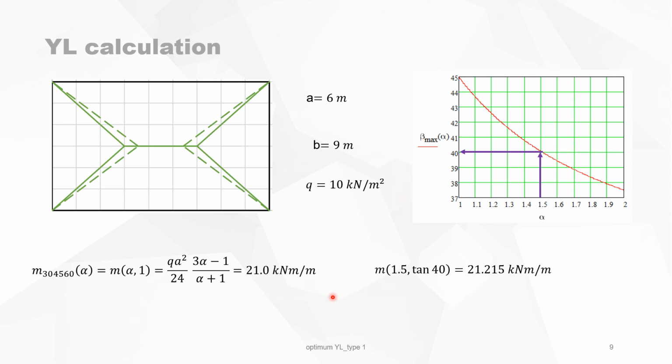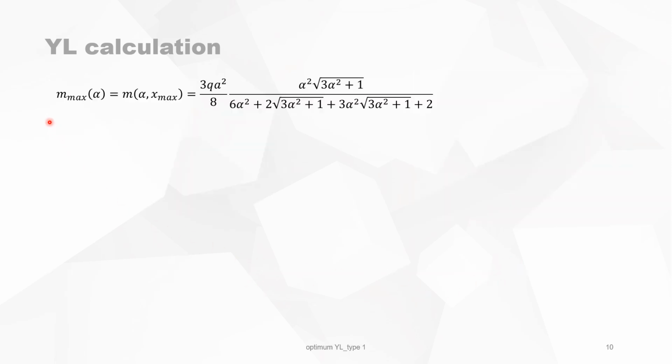Immediately we see that the difference is not very big. Of course, because the yield lines here between the dotted ones and the full line, the difference in length is minimal. It's not that large. So we expect that this is not going to differ a lot. We can now also make one formula for M max. We just take the previous formula and substitute x by x max to have the maximum. And after some arithmetic, you will find this formula.